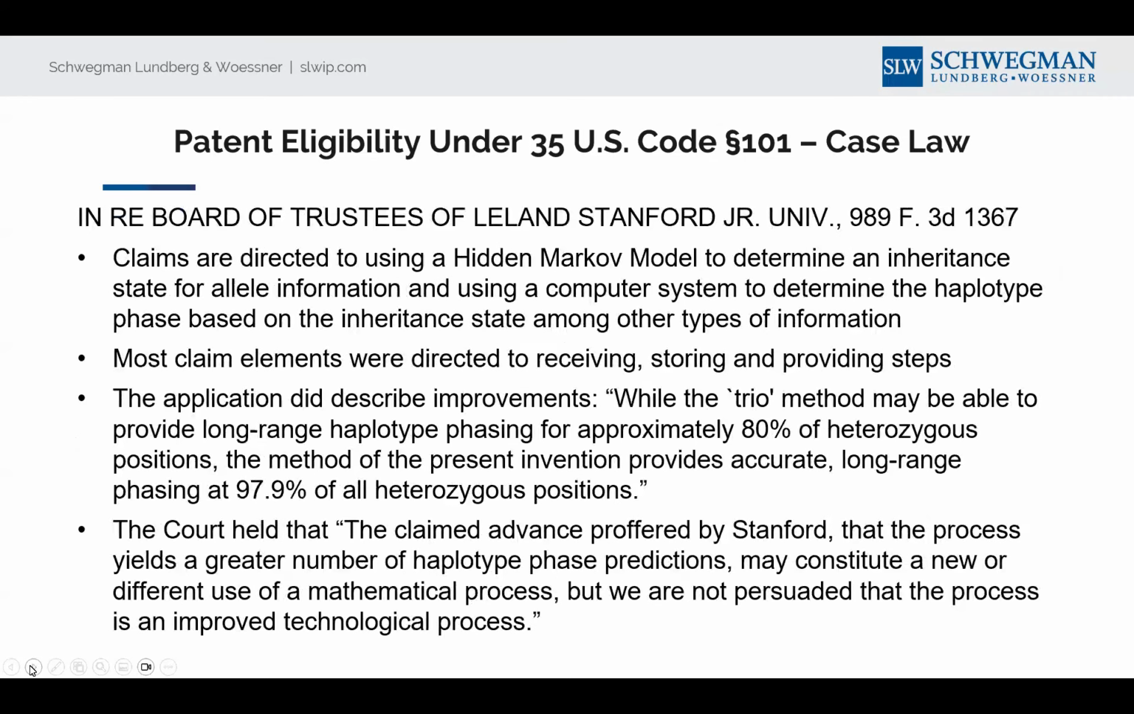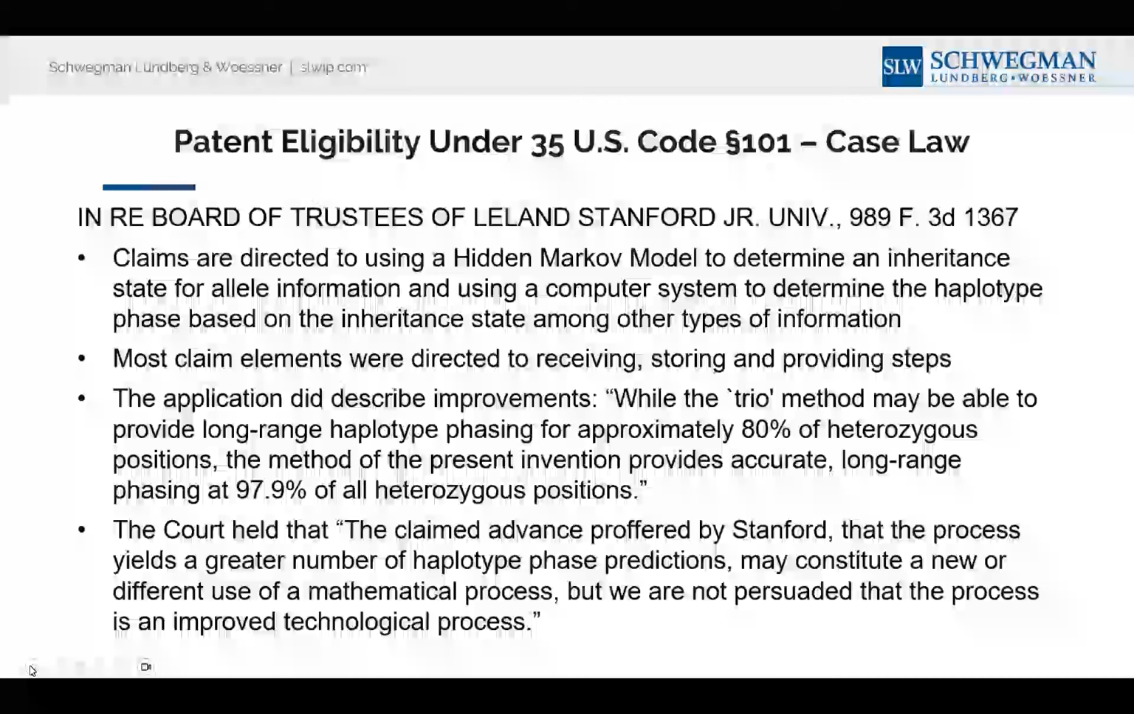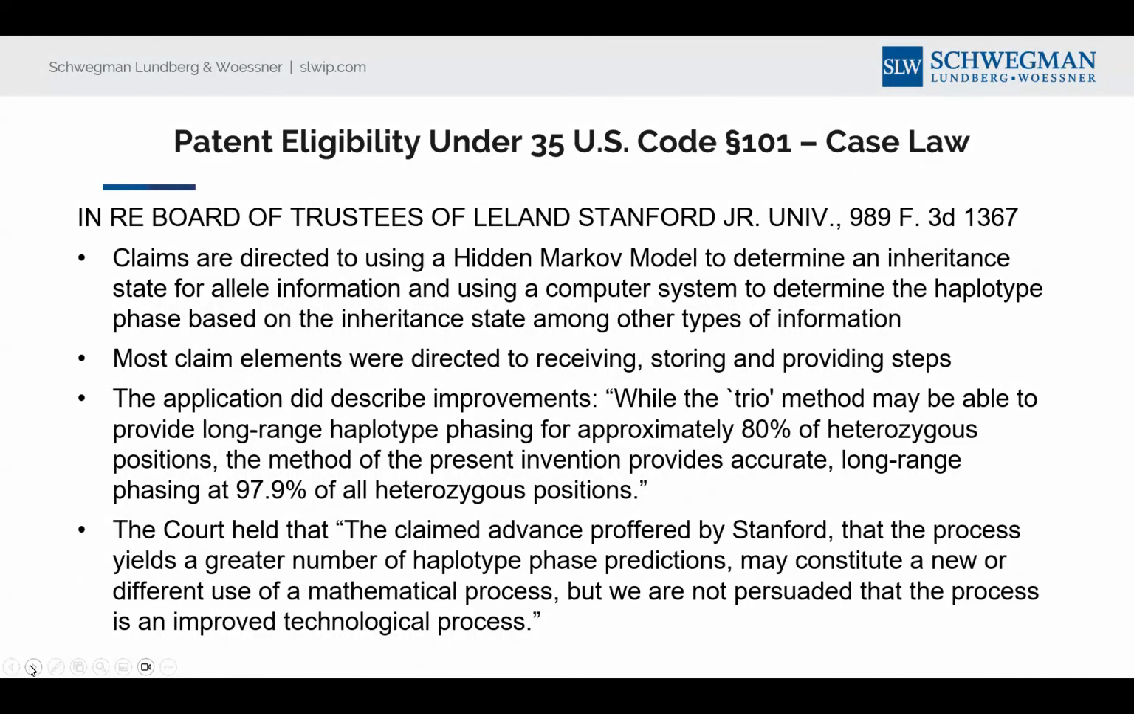Next slide, please. So then the Stanford case. In the claims, it talks about using a hidden Markov model to determine inherited state for genotype information. And it also determines the haplotype phase based on the inheritance state and other kinds of information. A lot of the claim elements were focused on receiving, storing, and providing. There wasn't a lot in the claims or the specification about needing to change the model and make it different from a vanilla model, or how it wouldn't be implemented by anything other than routine changes to analyze this information. And so, because of that, the court found that it wasn't patent eligible.